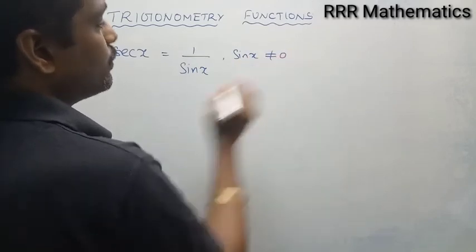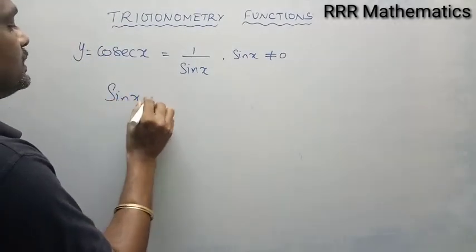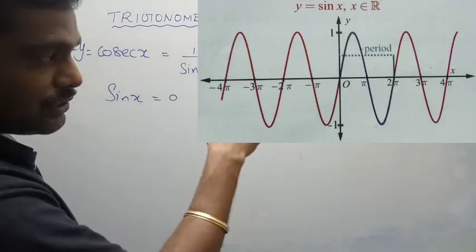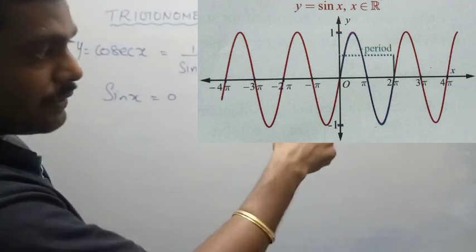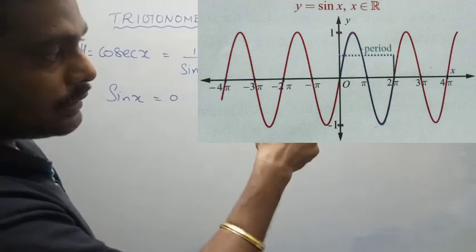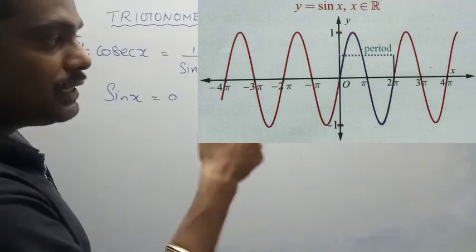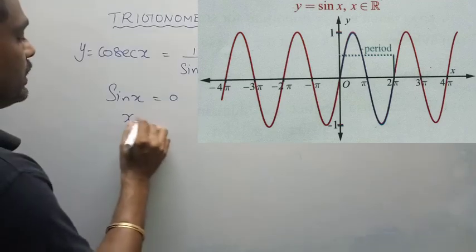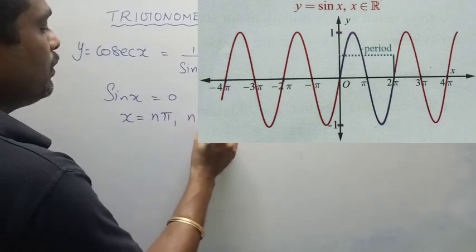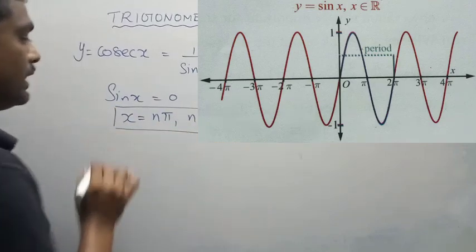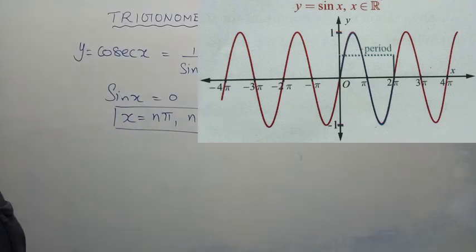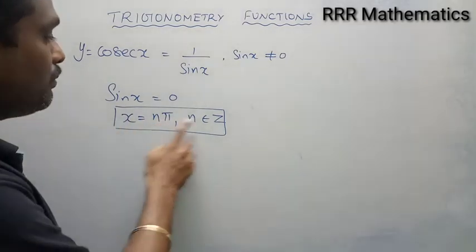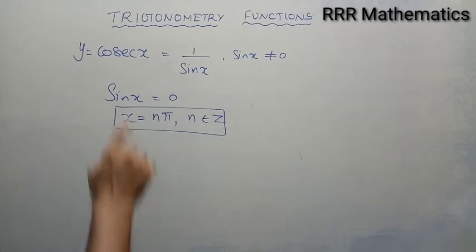not equal to 0. When will sine x be 0? See the graph: sine 0 is 0, then at 180 degrees it will be 0, again at 360 it is 0, again 360 plus 180. So every multiple of 180 degrees gives 0. So I can say x will be n pi, where n belongs to Z. So in this case, sine x will be 0 for every x equal to n pi, a multiple of pi, where n belongs to Z. Why am I telling this?